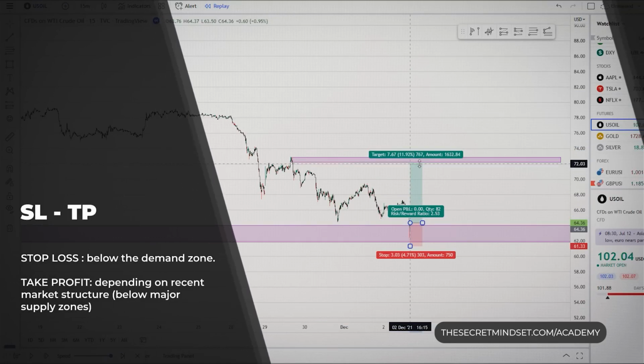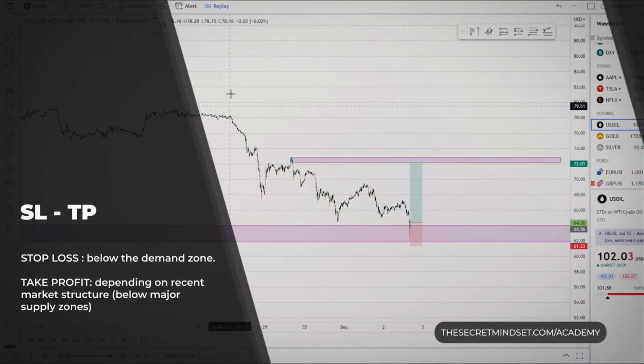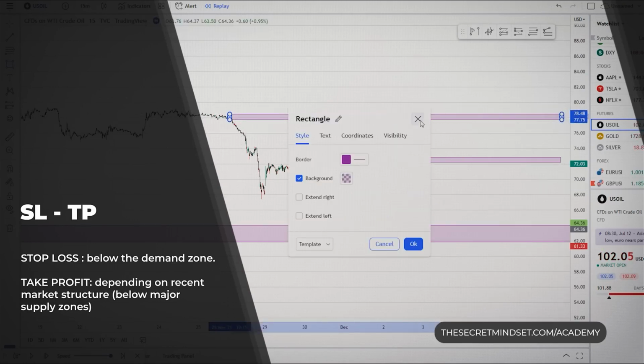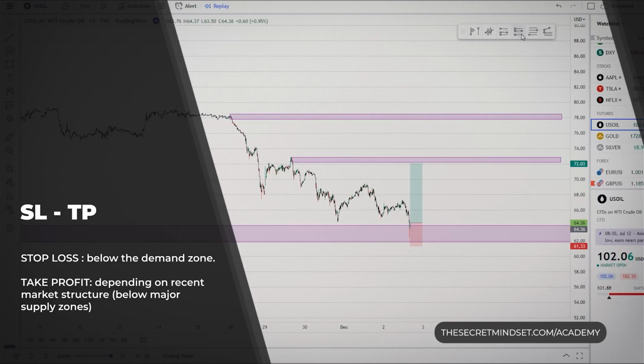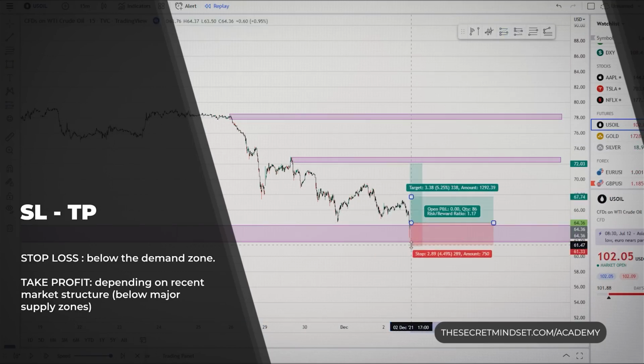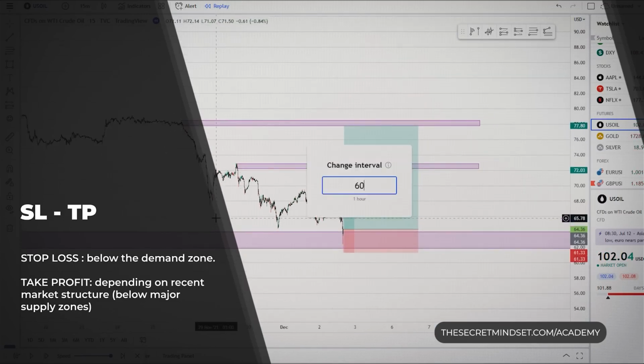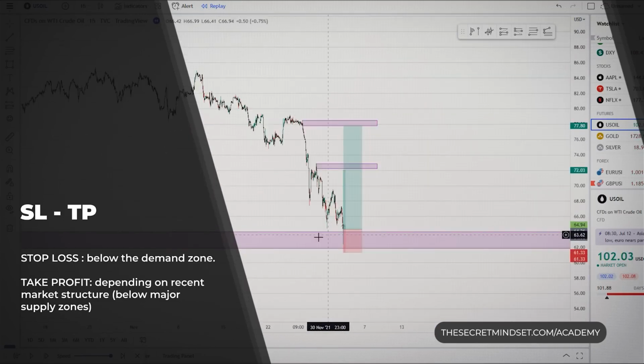Stop loss below the demand zone. Take profit as usual, depending on recent market structure. I'll set my first target here at $72 at this potential supply zone. And the second target around the $78 mark, again below this other supply zone.